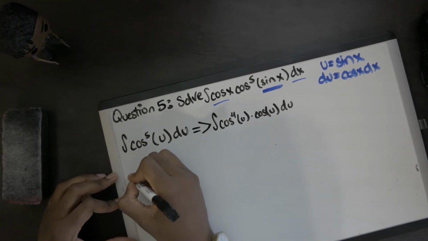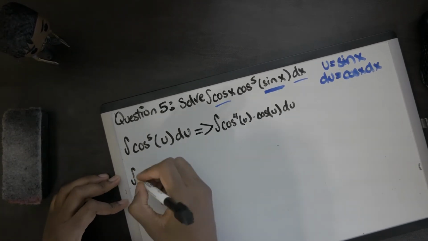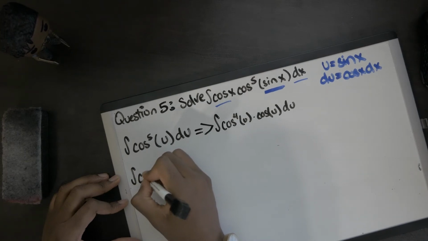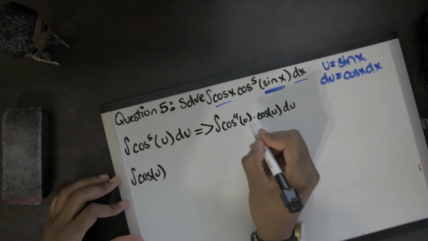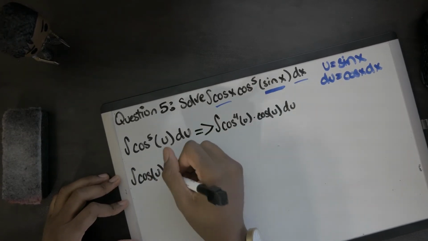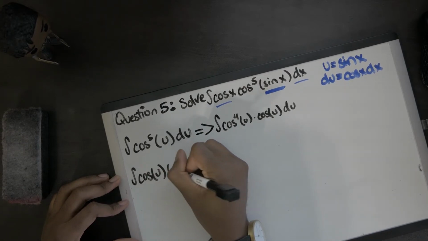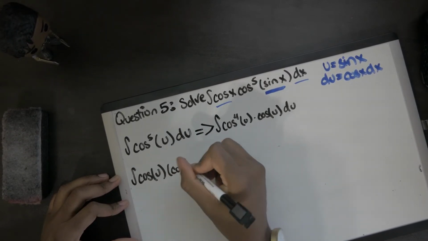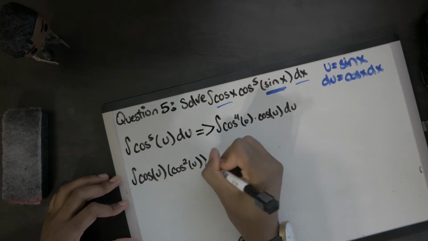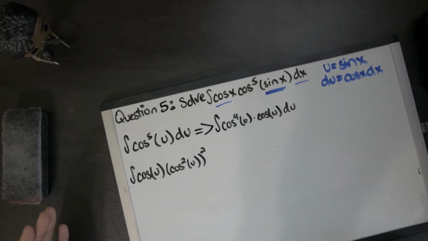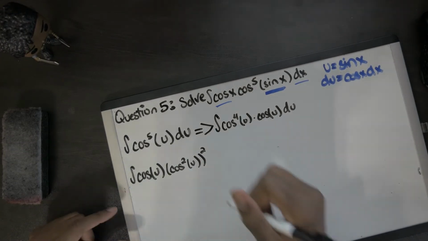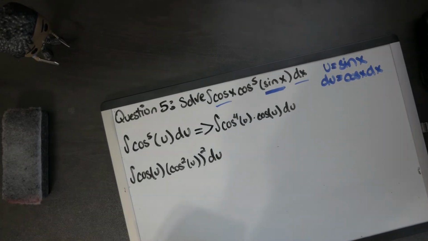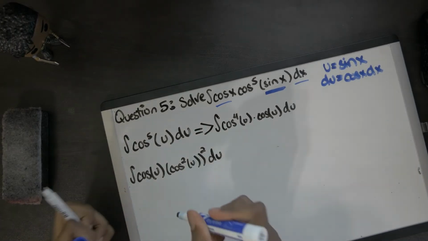So we'll go ahead and move over to here, and we'll rewrite that now to show that cosine u, and then cosine to the 4th power u is the same again as saying cosine to the 2nd u, to the 2nd power. Because we know if we're squaring that, we're going to add those exponents. And then again, we still have du. So perfect.